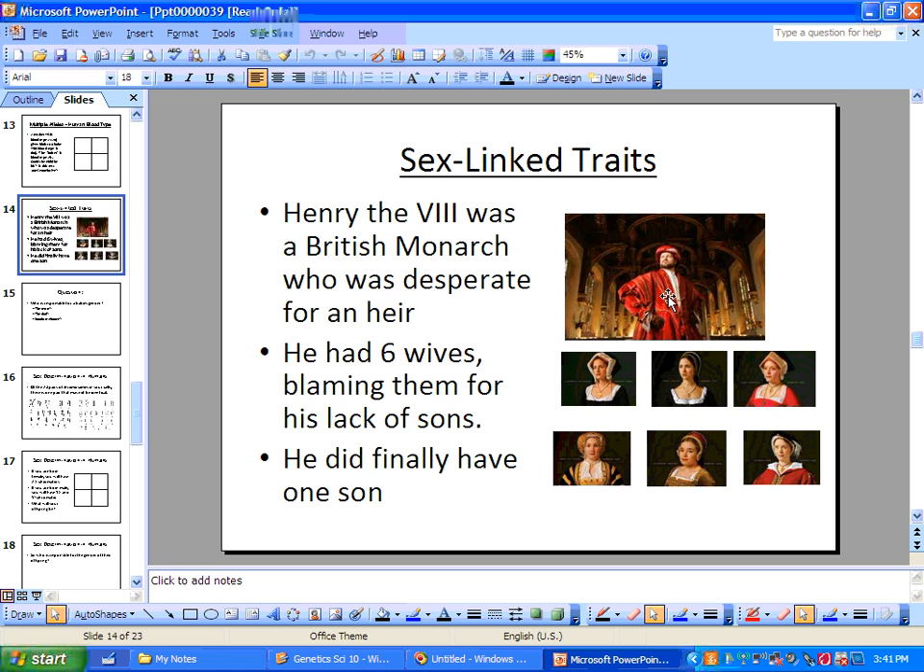So Henry VIII, is that right? I think so. V is 5, 6, 7, 8. You can correct me if I'm wrong on Friday. He was a British monarch who was desperate to have a son as an heir, somebody to take over his throne. He had 6 wives, and he just kept having daughters with all these wives, and he blamed them. He said, come on, I want to have a son, I want an heir. He finally did end up with one son, who became heir. I don't know what happened to these wives who weren't producing sons for him, probably something not very nice, unfortunately.